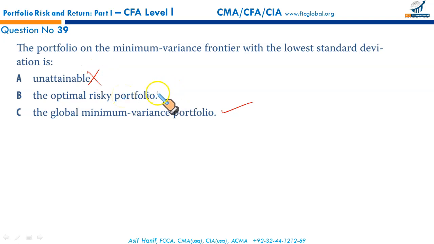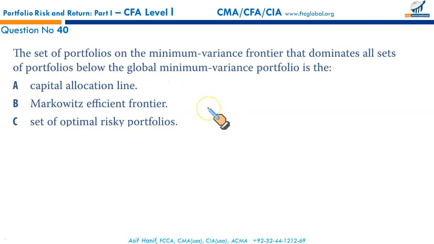And then this option B, the global minimum variance portfolio, is not the optimal risky portfolio if the risk-free asset is considered. So that makes C the correct option.